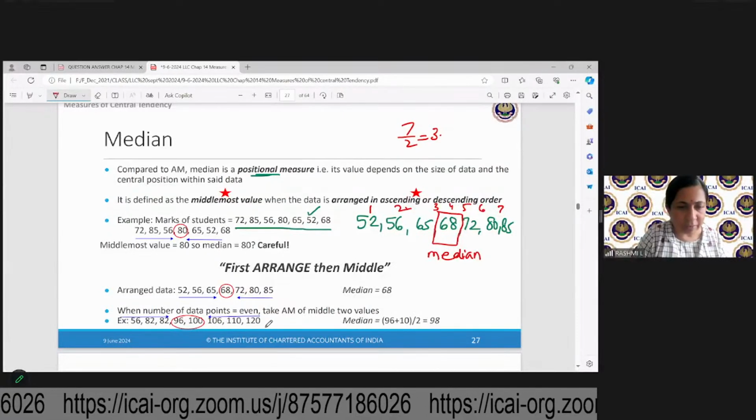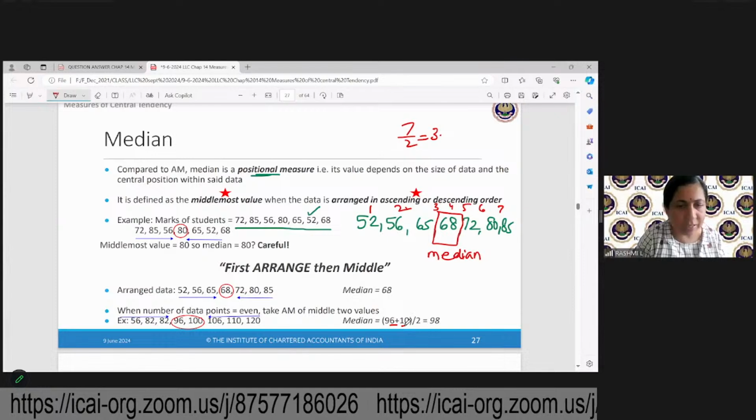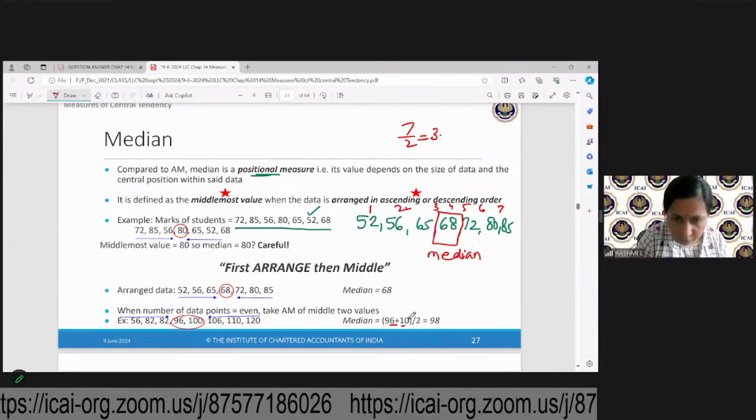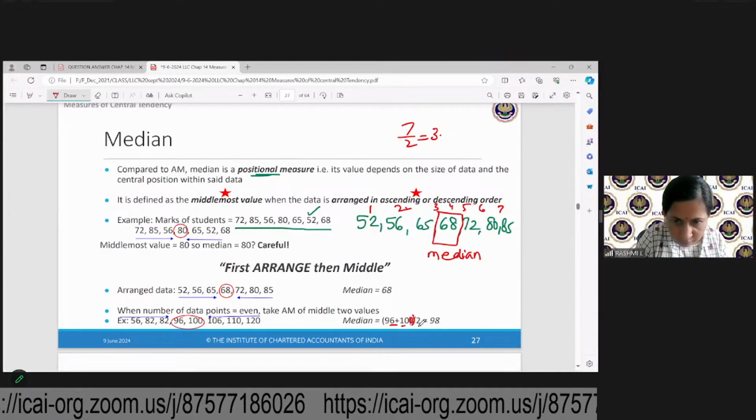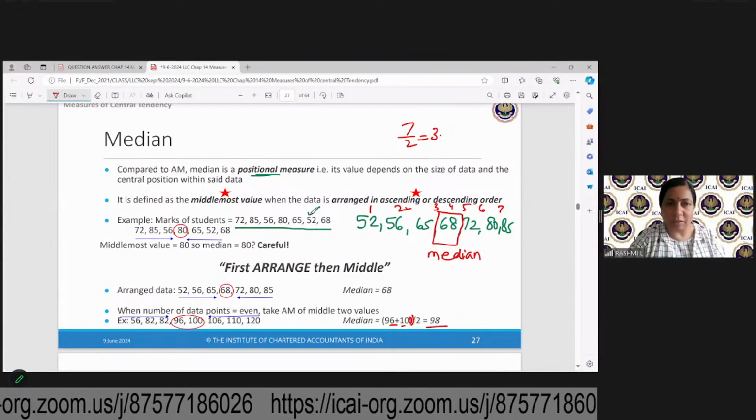106, 110 and 120. When these are the case, I will take the middle two numbers, 96 and 100. No, this is not 10, this is 100. And then I divide them by 2, so 98 will be my median. Okay.